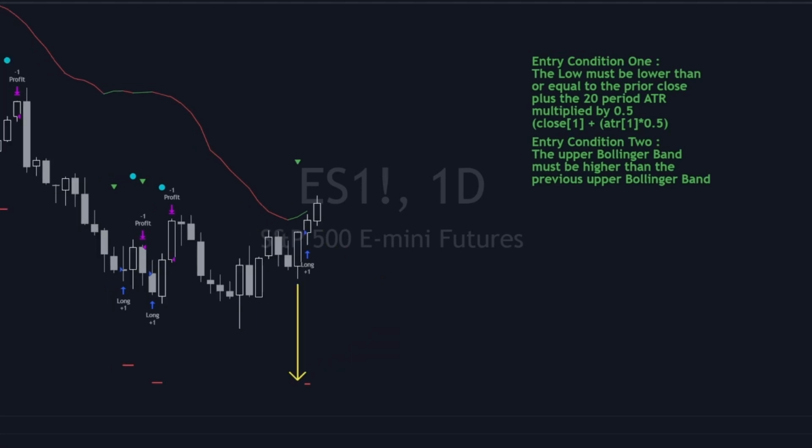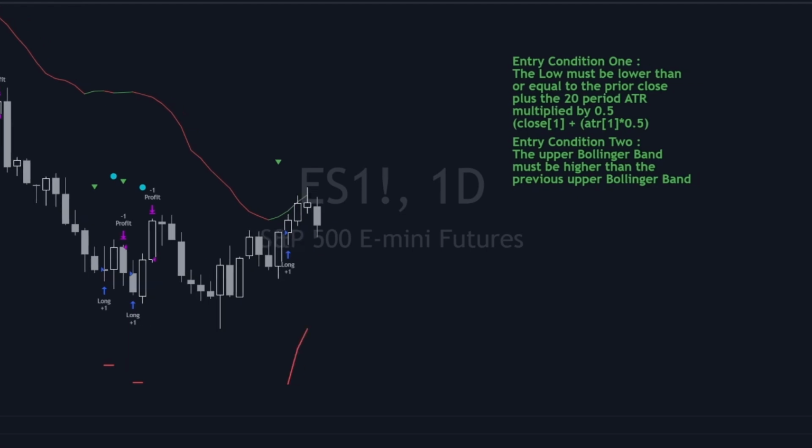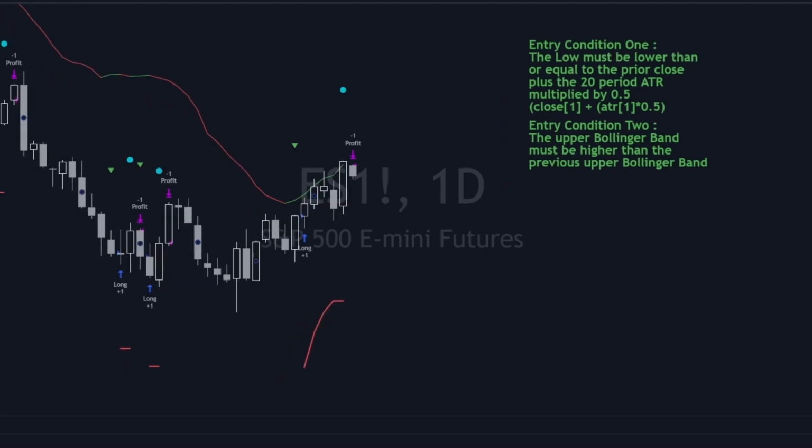However, take note for this strategy, we've taken the low of the bar prior to entry and we've subtracted 3 times the ATR from that low price to get our stop loss level. Again, this is a trailing stop. The exit conditions are as follows.